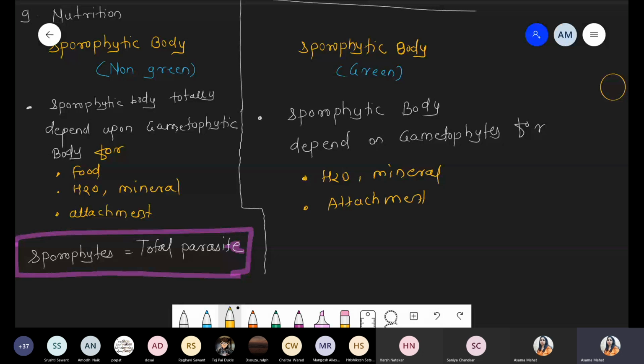Green means they can synthesize, they can form their own food. So here there is no dependency for food, only for water, mineral and attachment. Such a sporophyte is a partial parasite. Partial means incomplete; it will do some work on its own. So the sporophyte in mosses is a partial parasite.